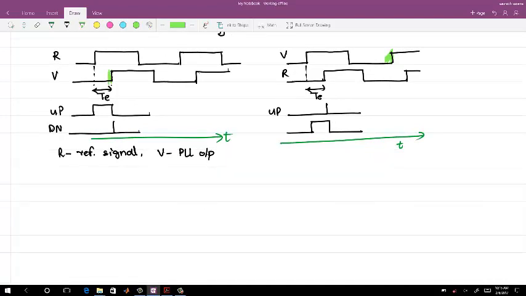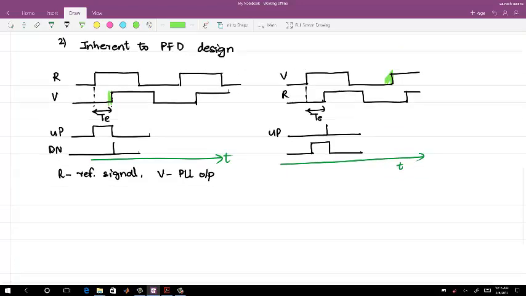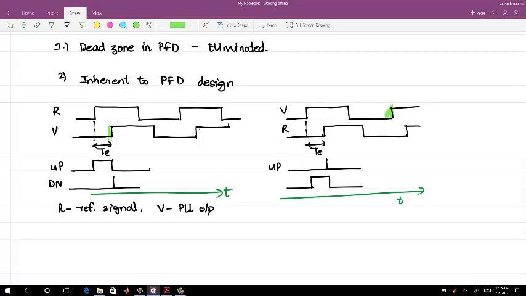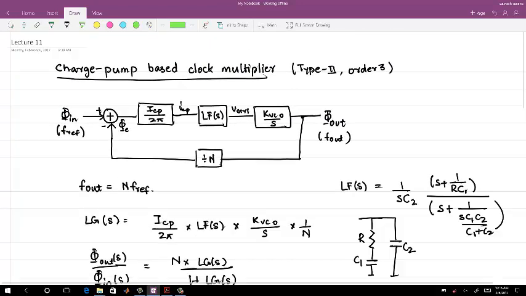Most often this is not a problem, but it can be a problem sometimes. Pardon? So in the first case, when R is the reference and V is the feedback, let me just show you on the PLL.